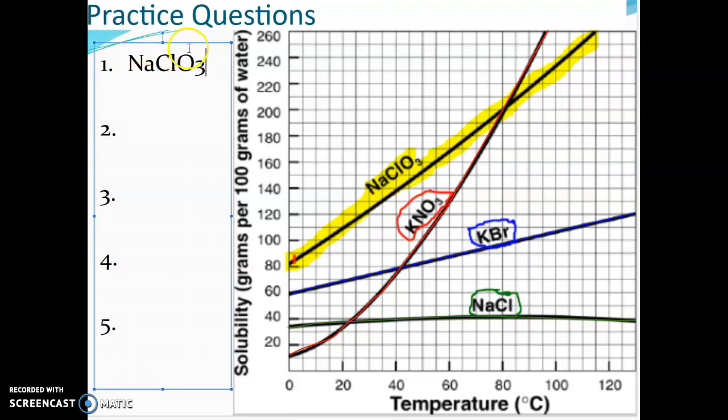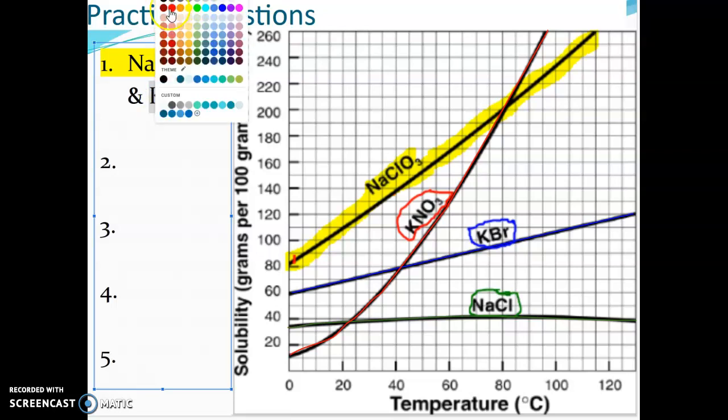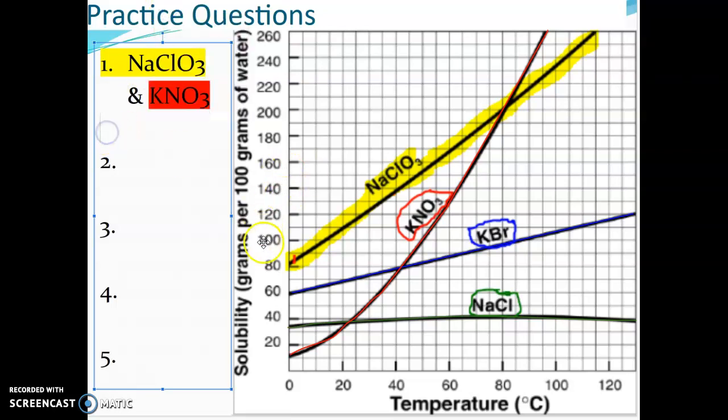NaClO3, which is our yellow line. I'll highlight it in yellow so we can keep track of our answers here. And our red line, which is KNO3. And again, I am just going to highlight KNO3 in red to help us keep track of our answers here.